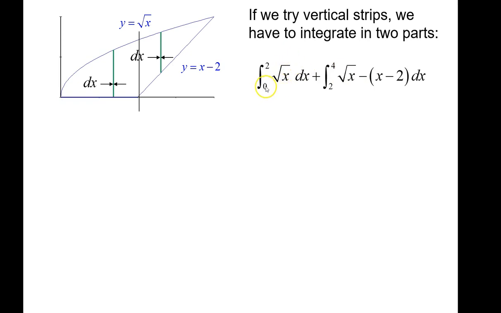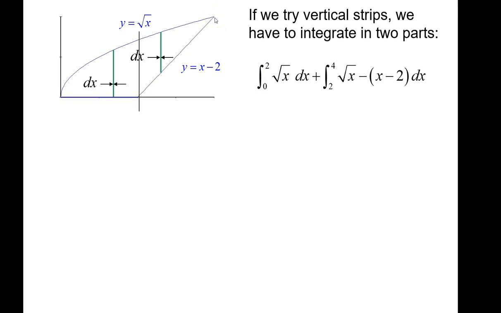So the integral from 0 to 2 of just the square root of x dx, that accounts for this first part of the function. Remember, the lower function is 0, so you can think of that as the square root of x minus 0. For the other part, I'm going from x equals 2 to x equals 4.